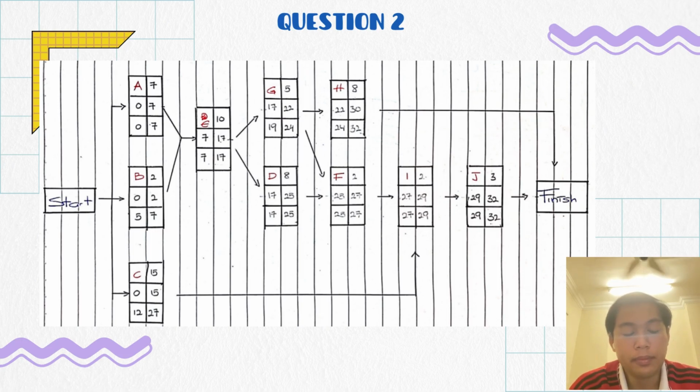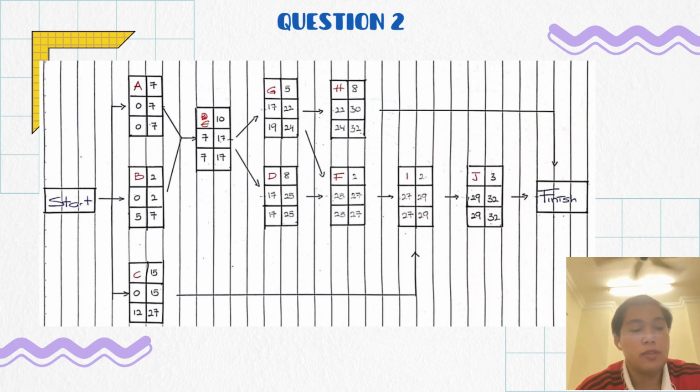For ES, A, B and C are 0, from the start. To get EF, time must be added to ES. So for A we get 7, for B we get 2, and for C we get 15.